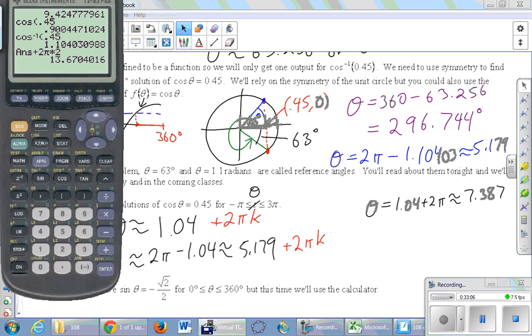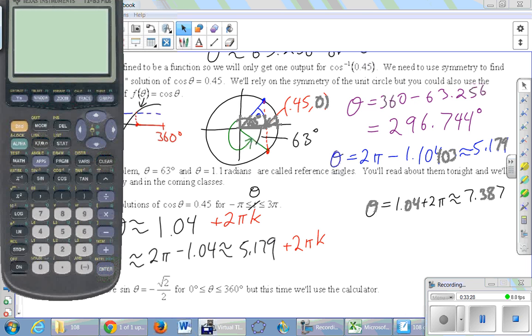In this case, it's 13.67, which is too big because there's 3 pi sitting at the top. So 13.67 is too big. What if we tried taking the other answer, the 5.179, and adding some 2 pi's to that? So let's try that one. I probably should just store this inverse cosine of 0.45. So why don't we store that as x?